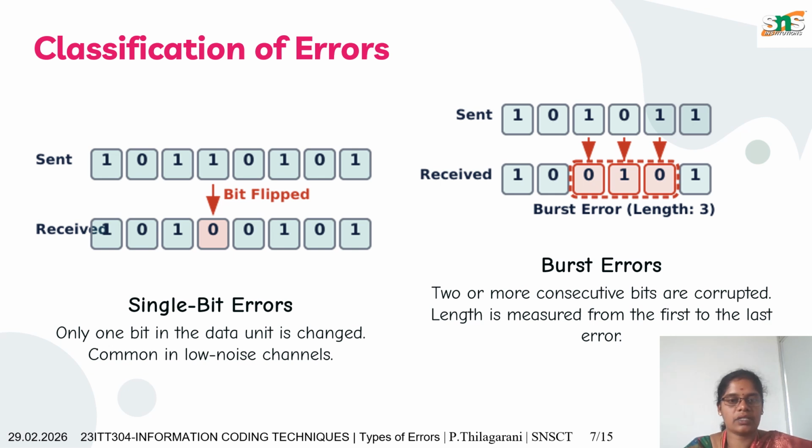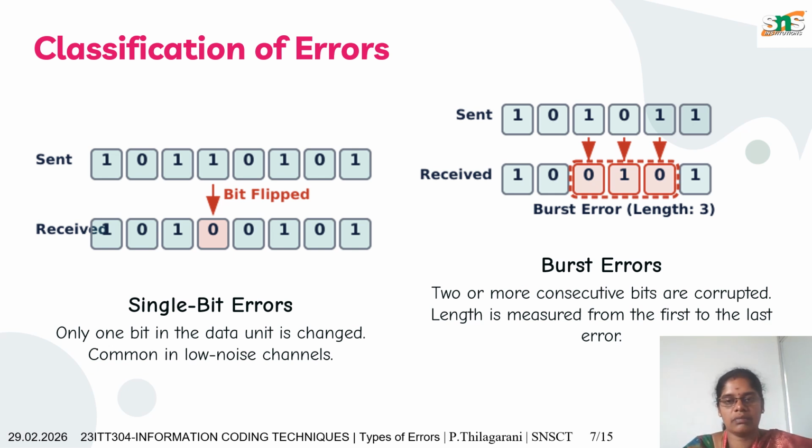In classification, the types of errors are single bit error and burst error. What is single bit error? Here the sender sends the data and the receiver receives the data. Only a single bit is flipped. That is single bit error. Only one bit in the data unit is changed. It is common in low noise channels.